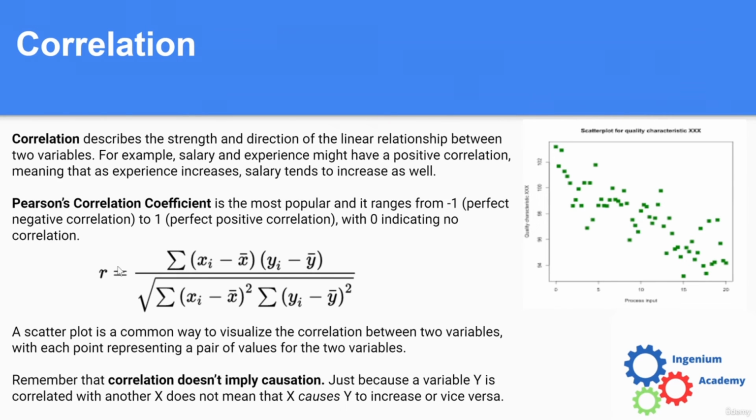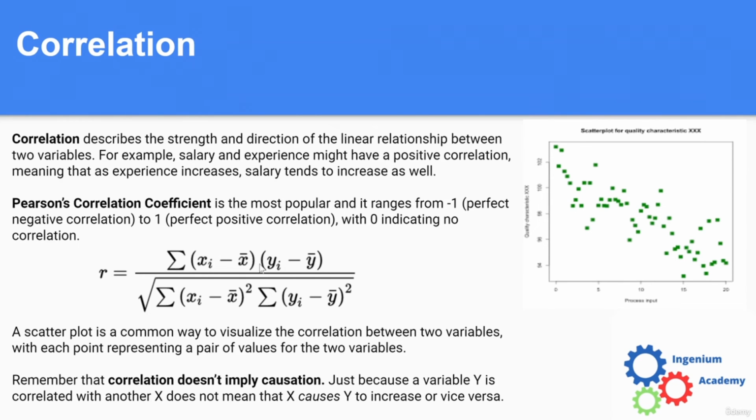And so this is the formula for the Pearson's correlation coefficient. Essentially, on the numerator side, we're taking each of the data points for the x variable and subtracting it from its mean. And then we're taking each of the data points from the y variable and subtracting it from its mean.